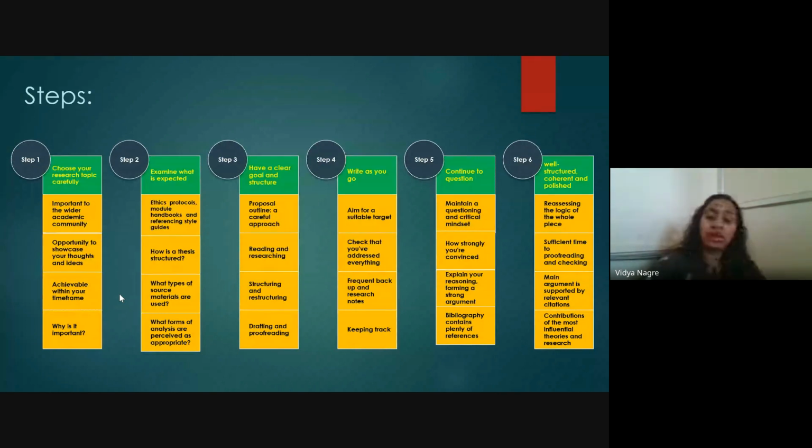Always have a critical mindset, so you can be your best critic and come out with the best quality of your write-up. How strongly are you convinced about your work? Keep asking yourself at every step of your write-up. If you are able to convince yourself, only then will others get convinced. Explain your reasoning, forming a strong argument.